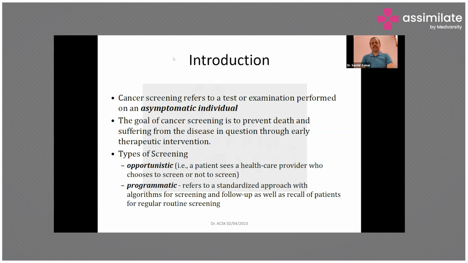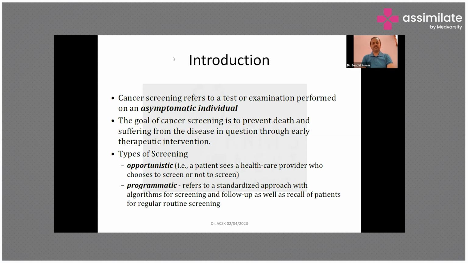Okay, so today's topic, as I just mentioned, is about cancer screening. For us to understand what cancer screening is, we have to understand the concept of screening itself. So I'll have a few small introductory slides before we go into the topic per se on cancer screening. Now, cancer screening refers to a test or an examination performed on an asymptomatic individual. This is the key. So this is going to be done on an asymptomatic individual.